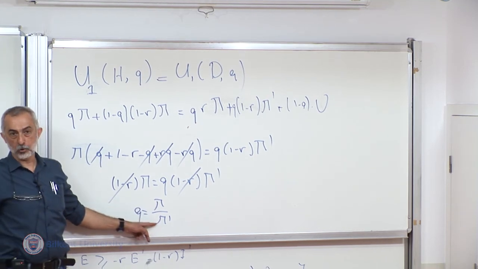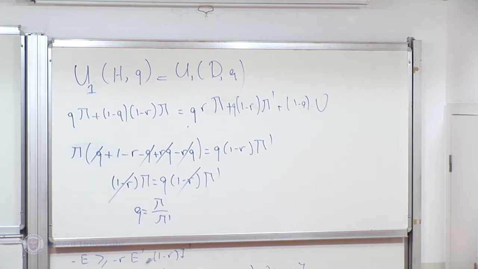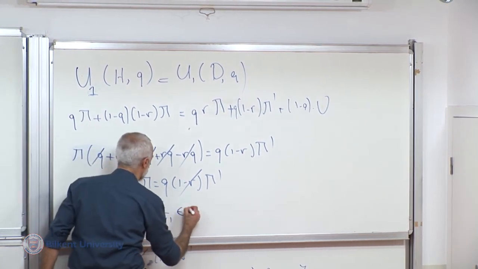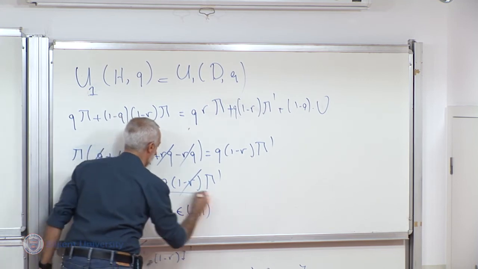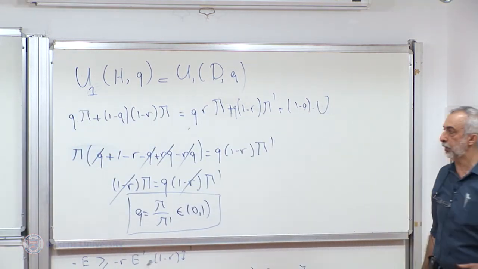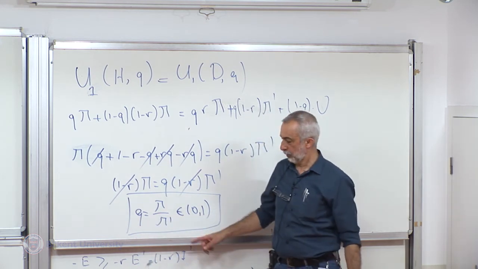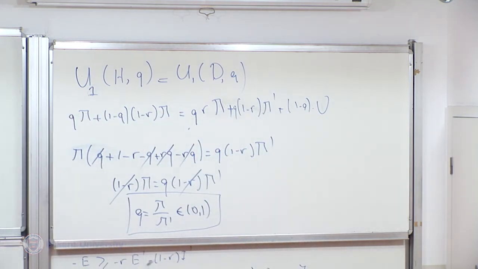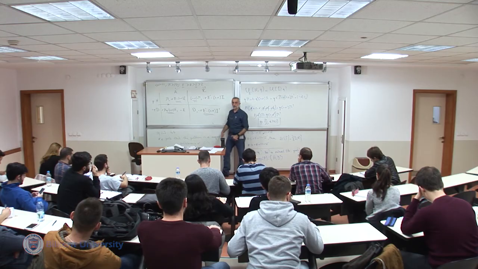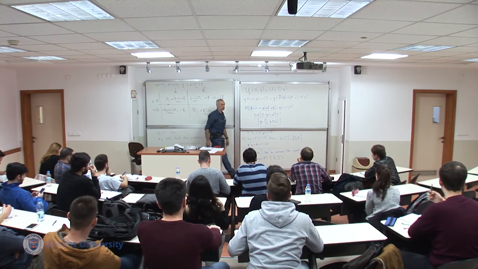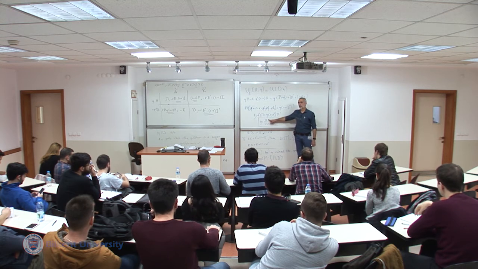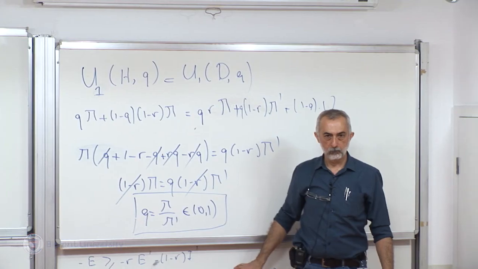Both pi and pi prime we assumed are positive. I forgot to write that here, but they're positive, and pi is less than pi prime. So actually this is a number between 0 and 1. Okay? So if P, Q is a Nash equilibrium under which both H and D are in the support of P, then Q has to be equal to pi over pi prime. That is, the consumer should accept any offer with probability pi over pi prime. Okay? So far, so good?